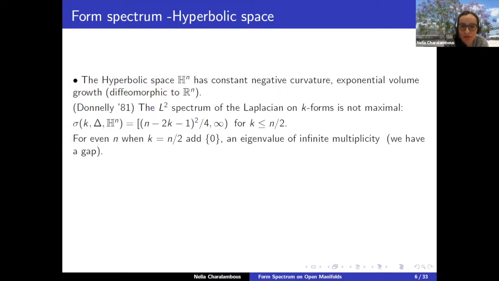And it was proved by Donnelly that on this manifold, the L2 spectrum of the Laplacian on forms is now a connected set for k less than or equal to n over 2. And it's given by the interval that I wrote there, which depends on both the dimension n and the order of the forms k. So its first point depends both on the order of the forms and the dimension of the manifold. And in particular, when k is n over 2 in even dimension, it also has a gap, because 0 will now be an eigenvalue of infinite multiplicity for n over 2 forms.